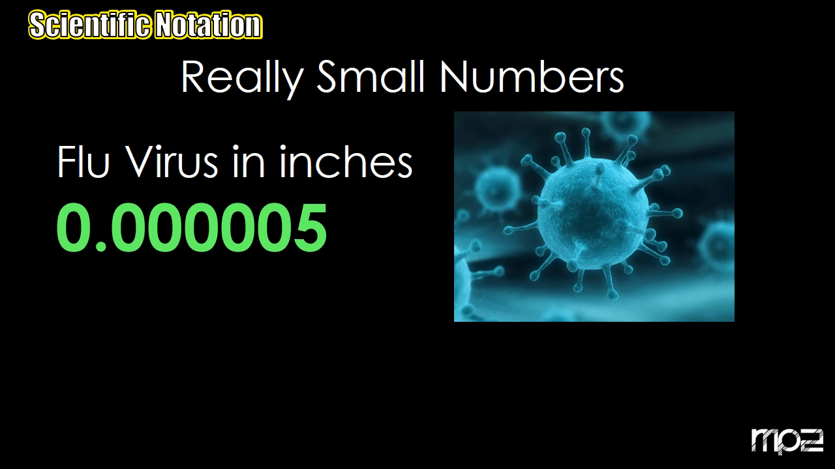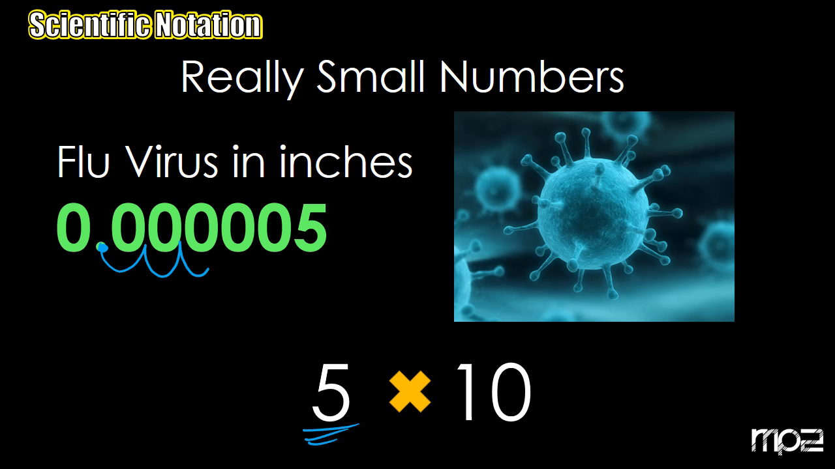So I'm going to write this out. My first number is going to be 5, since I need a number between 1 and 10. My second component is a power of 10. The way I can figure this out is I'm going to start at my decimal, and I'm going to move my decimal until I get to where I have my first number as 5. So let's move it. I'm moving it 1, 2, 3, 4, 5, 6 this time. Since I'm dealing with a really small number, I have negative 6 as my exponent.